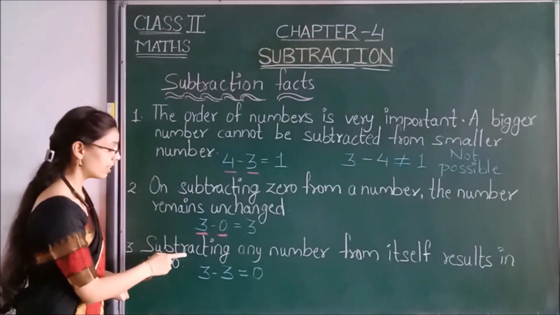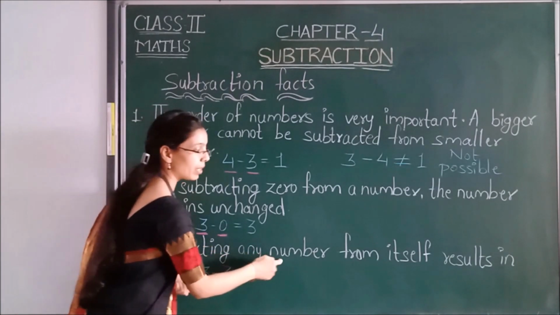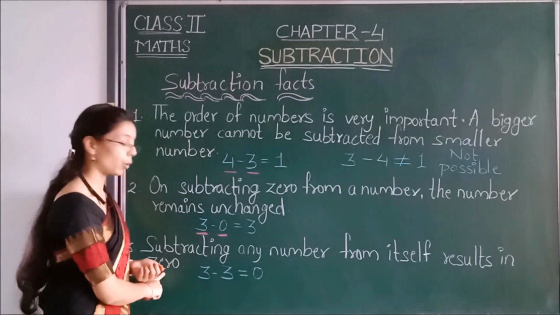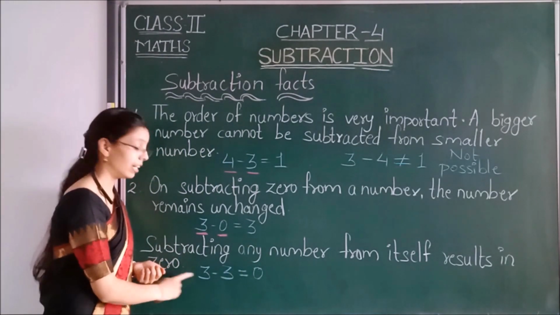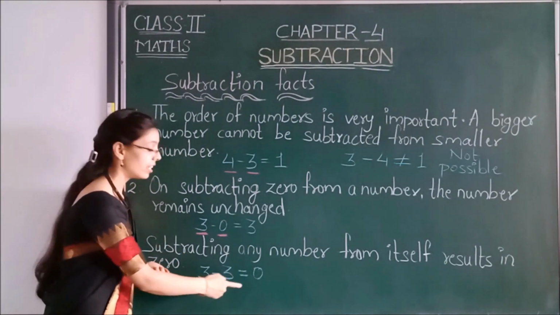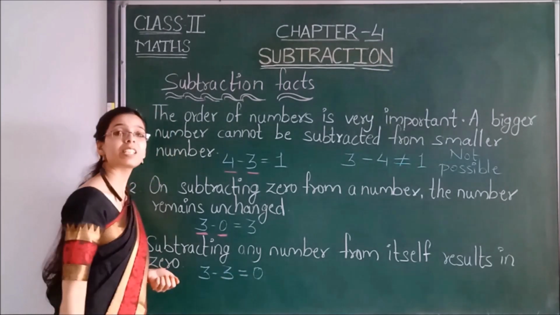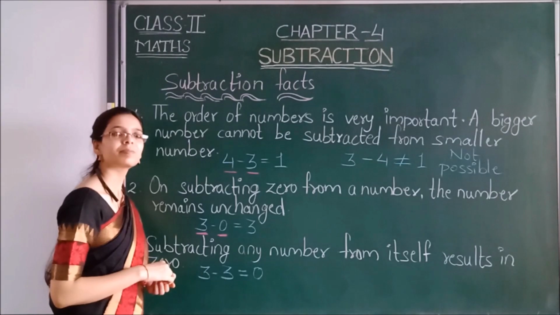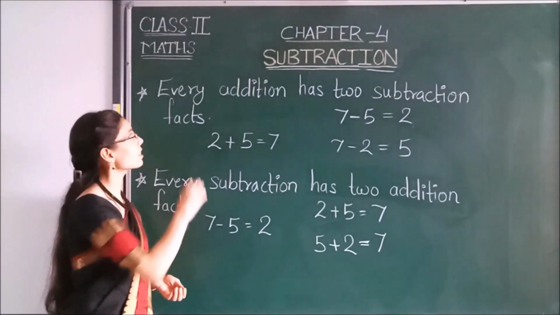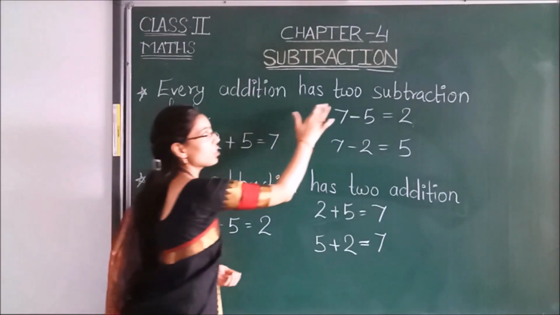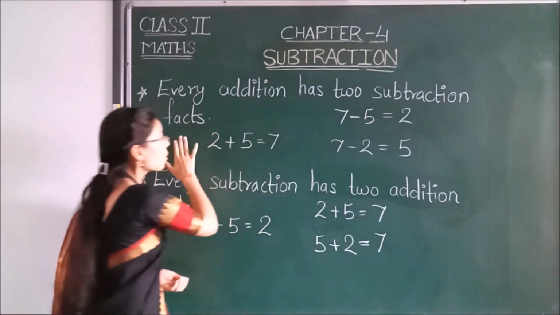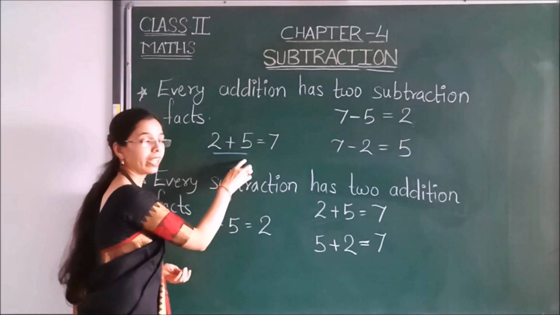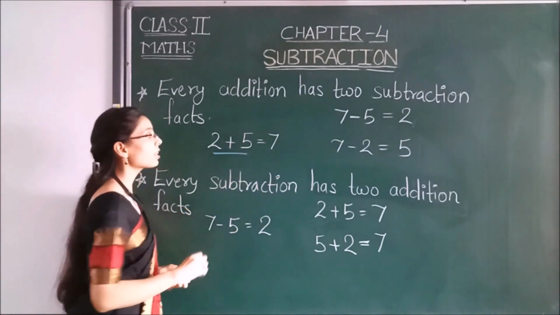Now see the third one. Subtracting any number from itself results in 0. When we subtract the same number, like 3 minus 3 is equal to 0, we get 0. Now children, look here. Every addition has 2 subtraction facts. See, this is addition. 2 plus 5 is equal to 7.